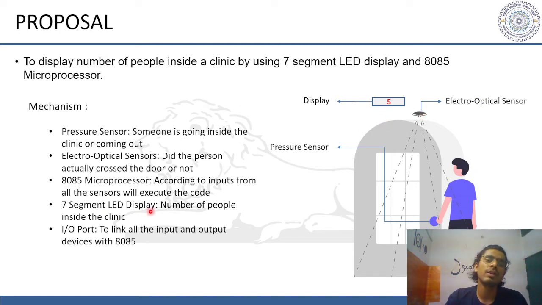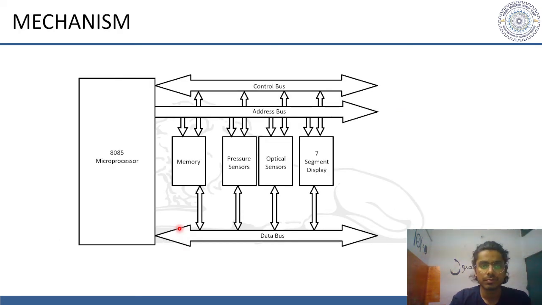And a 7 segment LED display to display the number of people inside the clinic. And an I/O port for the communication of the microprocessor and input output devices. So the 8085 microprocessor will get input from the optical sensor and pressure sensor, and accordingly it will fetch data from memory and display it on the 7 segment LED display.